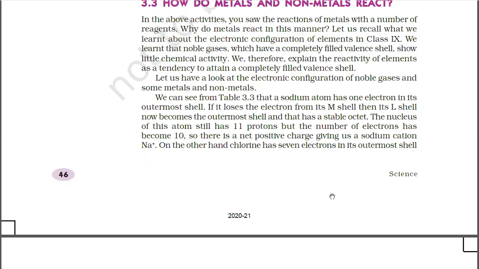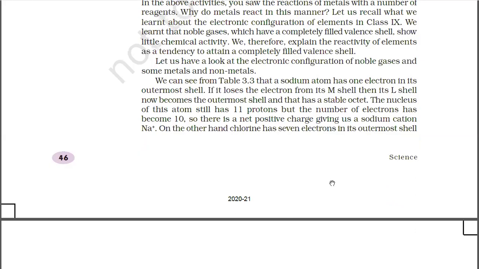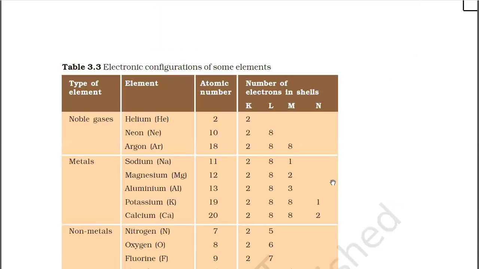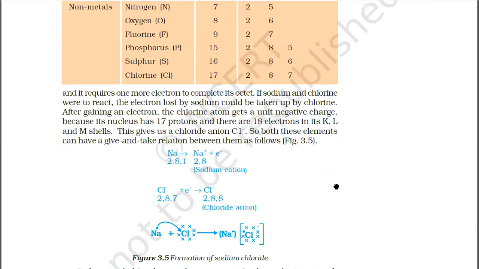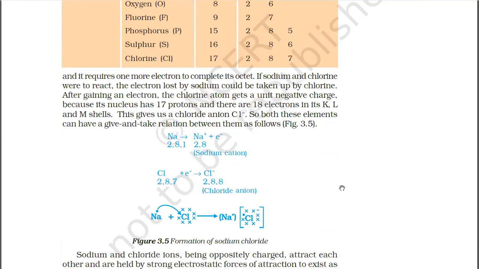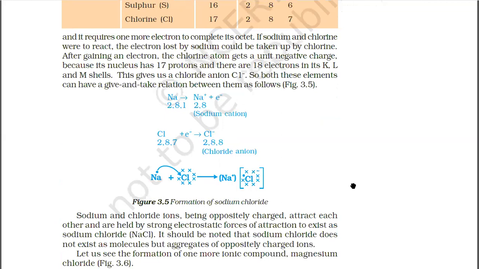On the other hand, chlorine has 7 electrons in its outermost shell and it requires one more electron to complete its octet. If sodium and chlorine were to react, the electron lost by sodium would be taken up by chlorine. After gaining an electron, the chlorine atom gets a unit negative charge because its nucleus has 17 protons and there are 18 electrons in its K, L and M shells. This gives us a chloride ion, Cl-. So, both these elements can have a give and take relation between them.